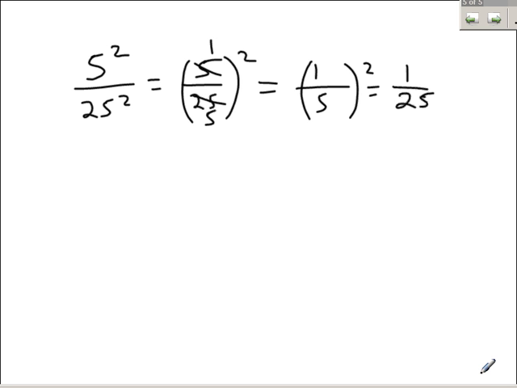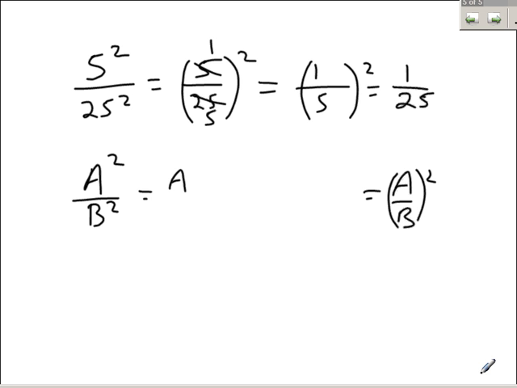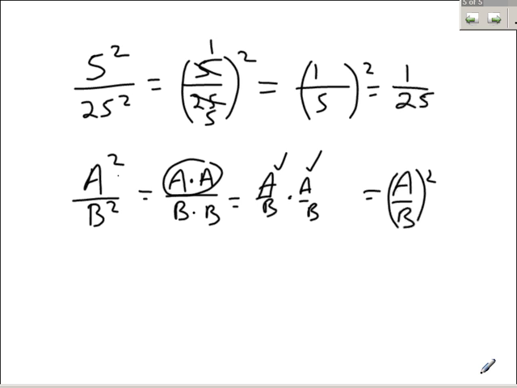Okay, why is that true? Why, if you have a squared over b squared, why do you get a over b, all squared? Well, a squared means a times a, b squared means b times b. That is the same as a over b times a over b. And if you don't buy that, a times a, well, that's a squared. Multiply the bottom, b times b is exactly b squared. They are equal. And if you multiply the same thing by itself 2 times, you get a over b, in this case, squared.